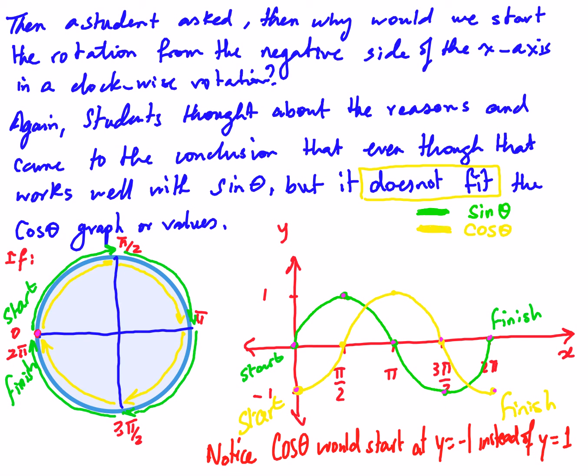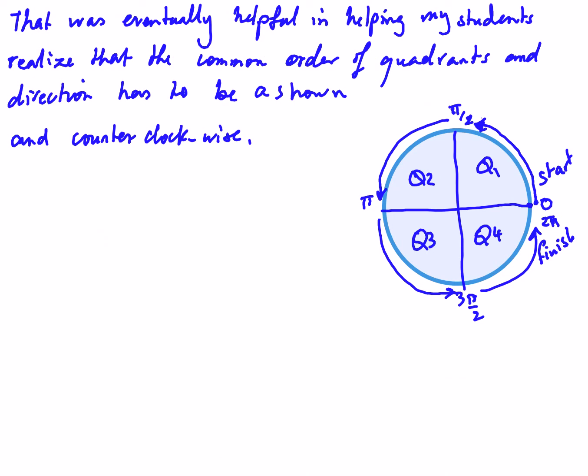And that's where they came to the conclusion that in order for both sine and cosine graphs to be accommodated, the quadrants have to be called quadrant 1 here, 2, 3, and 4, and the rotation has to go counterclockwise starting from the positive x-axis in order to accommodate both cosine and sine graphs.